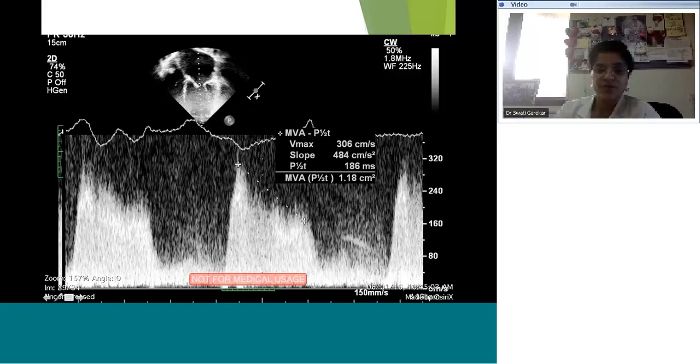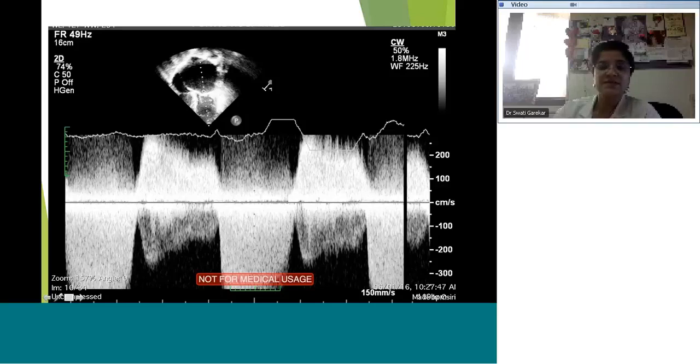We can also use pressure half time, draw a line from the tip and extend it down, follow the curve, and that will give you a pressure half time, and the machine will calculate out the mitral valve area from that. It's a formula. There are some ifs and buts, so you got to read it before you start applying.